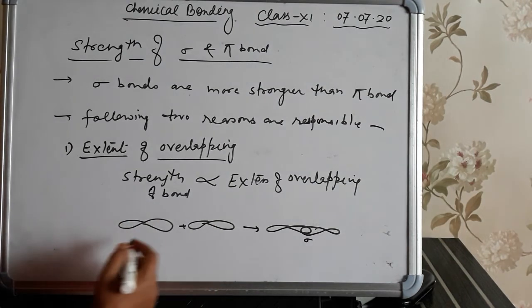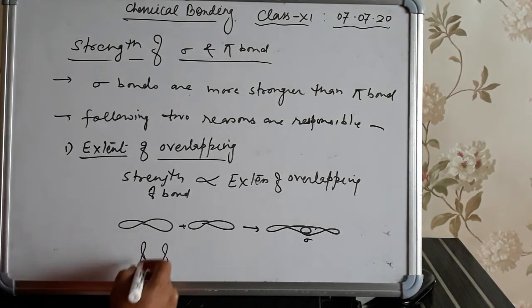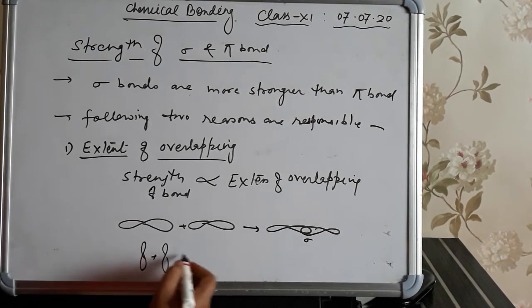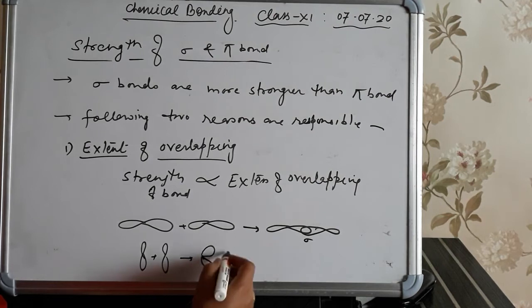But in the case of this type of orbital, overlapping does not take place to a large extent. So see here, this bends like this, and this is the nucleus, and this bends like this.